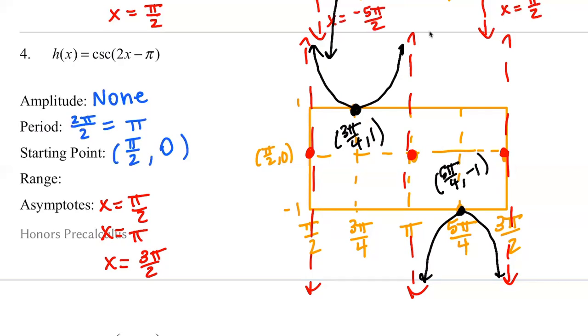Let's talk about graph number 5. Once again, since we're looking at a reciprocal curve, we are not going to have an amplitude. Okay. It looks like the coefficient of x is 1, so our period 2 pi divided by b.